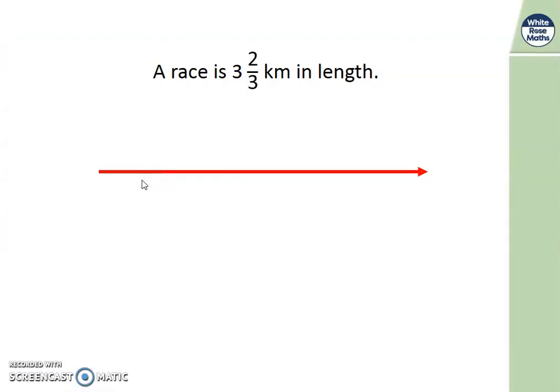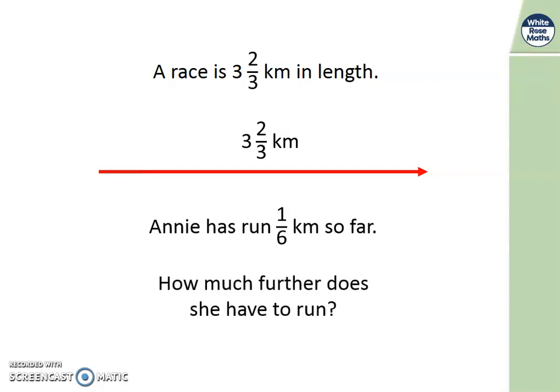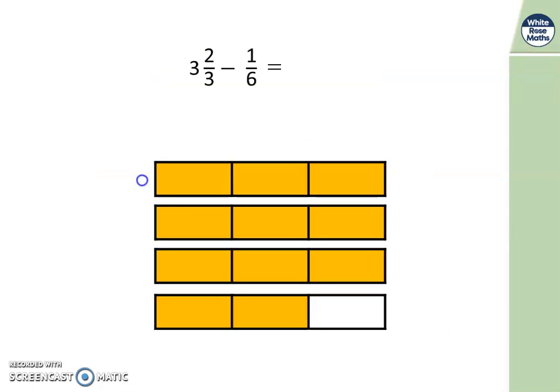A race is 3 whole ones and 2/3 of a kilometre in length. Let's label that on. Annie has run 1/6 of a kilometre so far, so she's not even run 1 kilometre yet. I want to know how much further does she have to run. Have a think, what calculation do you need to do? Yes, we need to do 3 whole ones and 2/3 and take off the 1/6 that she's already run.